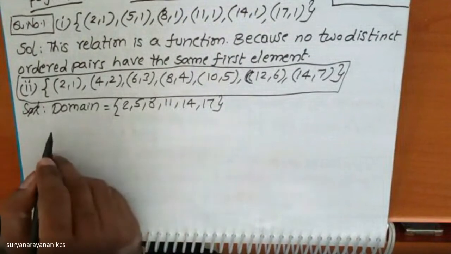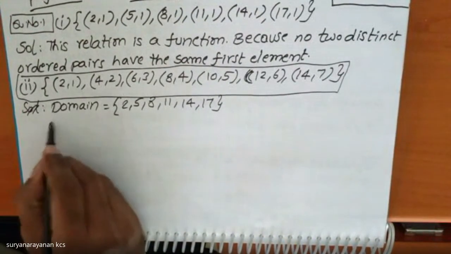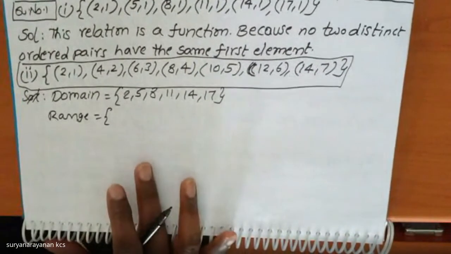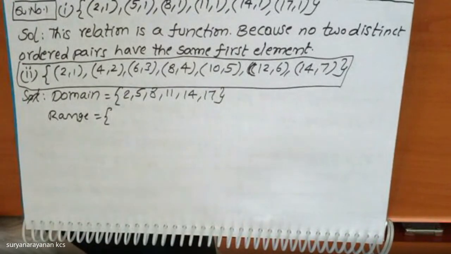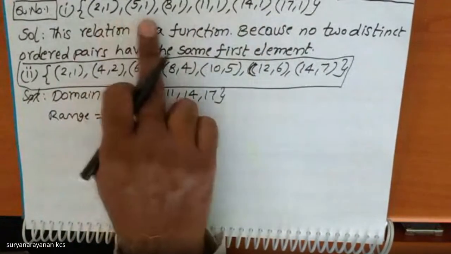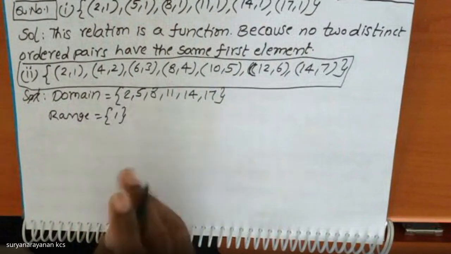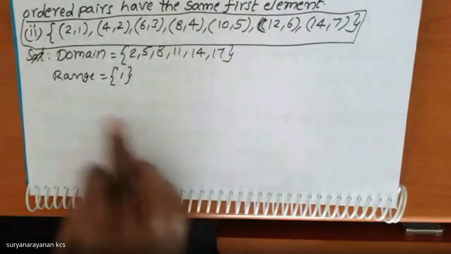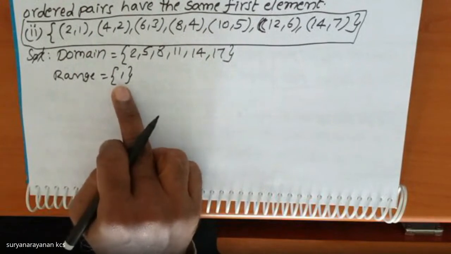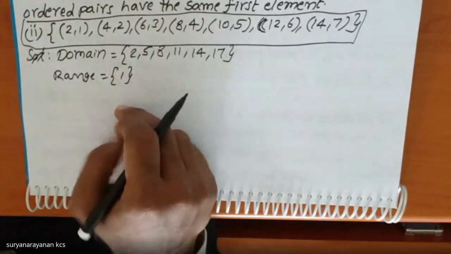Next, what is asked here? Domain and range. What is the range of this function? The set of all second elements. What is the set of second elements? Here 1, 1, 1, 1, 1. So the singleton set {1}. This is the range of the given function. This is a function and we found the domain and the range of the function also. Three questions are completed. Okay.